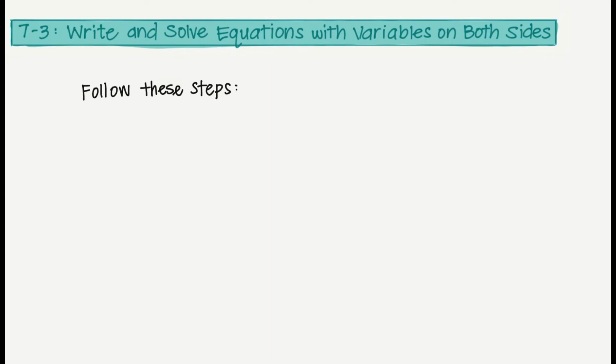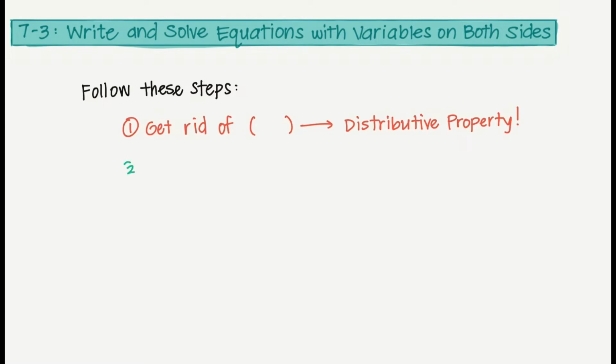Hello class, this is lesson 7-3 about how to write and solve equations with variables on each side. So, the steps I want you to follow, first of all, are to get rid of the parentheses. Just like before, use the distributive property first.